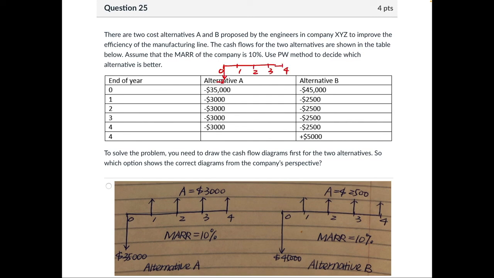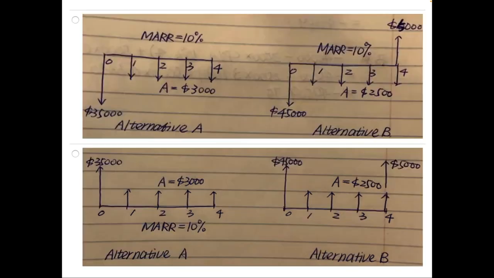And at the beginning, you have the negative 35,000. And every year, you're going to spend 3,000. So that's annuity of 3,000 going downward, okay? So your correct answer is gonna be this one.